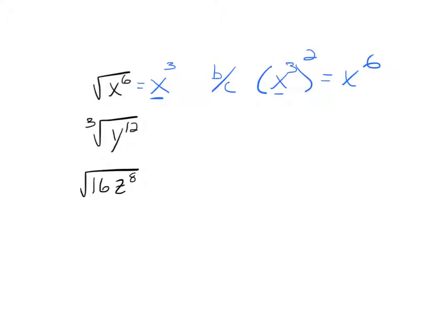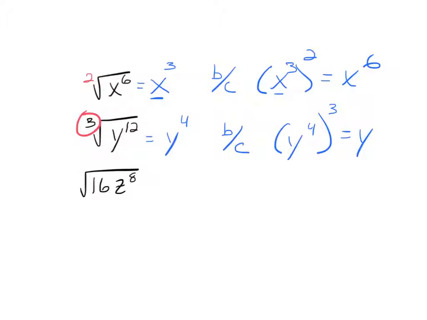And that is because we have our rules of exponents that when we raise an exponential expression to an exponent, we multiply the exponents. In this next example, the cube root, again this index of 3 is important, and this index here was a 2. But we're looking for the cube root of y to the 12th. That answer is y to the 4th. And that's because if we took y to the 4th and raised it to the third power, we would get y to the 12th.